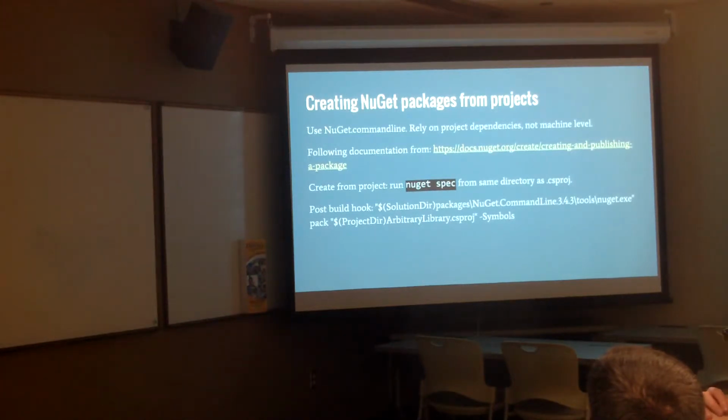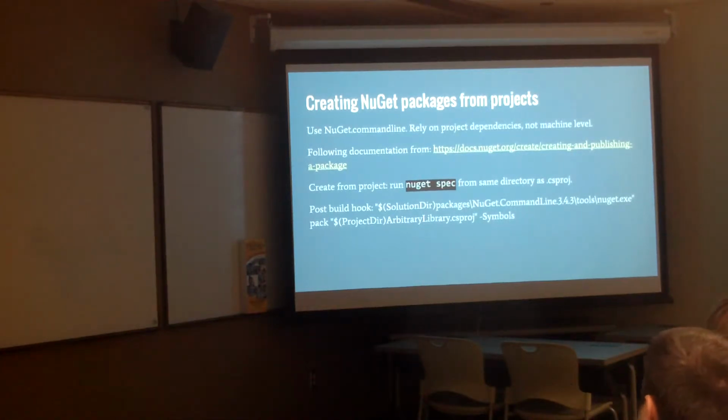Okay. So if you have a full project, you need to build a nuspec file, which is how NuGet knows how to build your project and what to put in it. If you have a project, you just go wherever your csproj is and you run nuget spec. It will look at that project file and build you a new nuspec file. We'll do that here shortly.